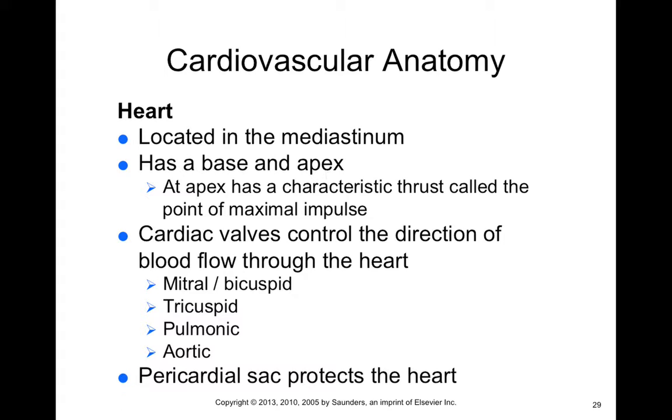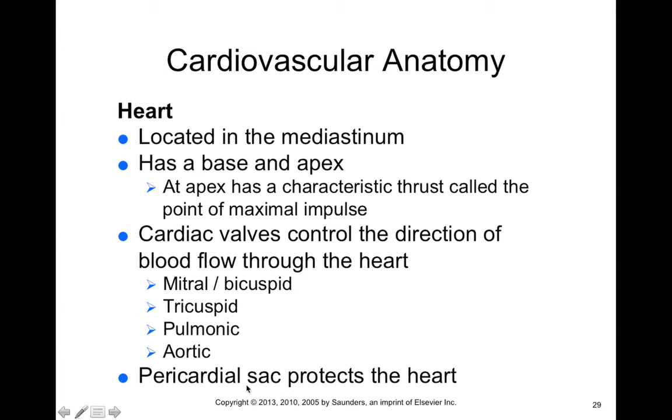It turns out that in the heart we have four different chambers. We have the two superior atria and two inferior ventricles, and these valves separate the heart chambers from their associated great vessels as well. So the tricuspid valve separates the right atrium from the right ventricle. The mitral or bicuspid valve separates the left atrium from the left ventricle, and the pulmonic valve separates the right ventricle from the pulmonary trunk, and the aortic valve separates the left ventricle from the aorta.